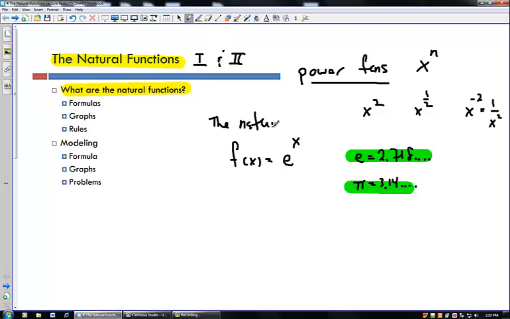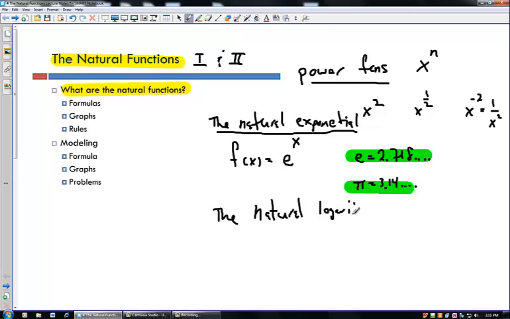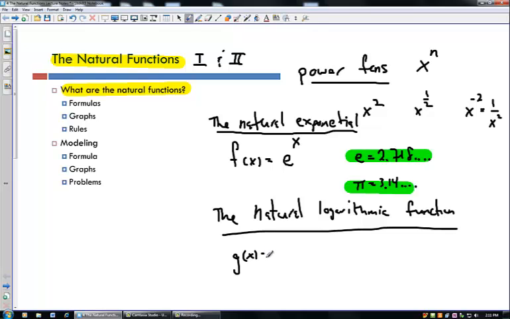And so our first, the natural exponential function, is given by f of x equal to e to the x. There's also the natural logarithmic function. And instead of calling it f, we'll just call it g of x. So g of x, and we write this as ln of x, which stands for the natural logarithmic function.